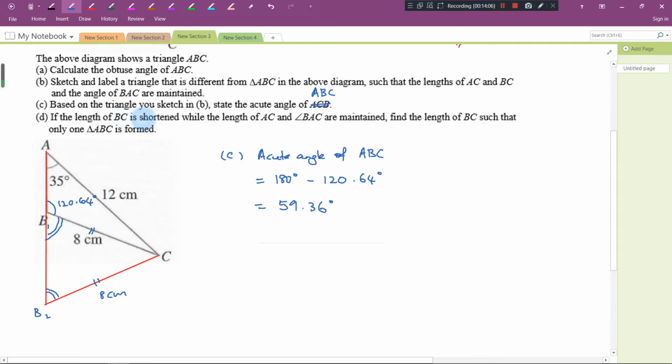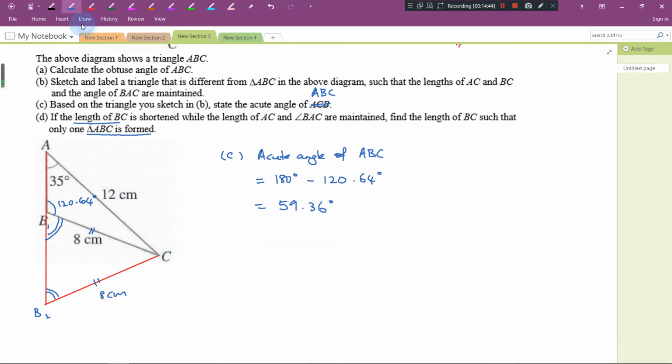Let's go to the last part. If the length of BC is shortened, so now BC becomes shorter and shorter, and the angle BAC we cannot change, BAC is maintained. Find the length of BC such that only one triangle ABC is formed. So now with this length we can form two triangles ABC. The question wants us to find the length of BC, shortened so that we can only form one triangle.